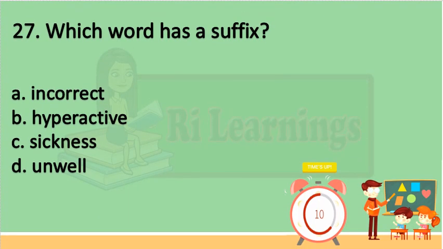27. Which word has a suffix? A. Incorrect. B. Hyperactive. C. Sickness. D. Unwell.